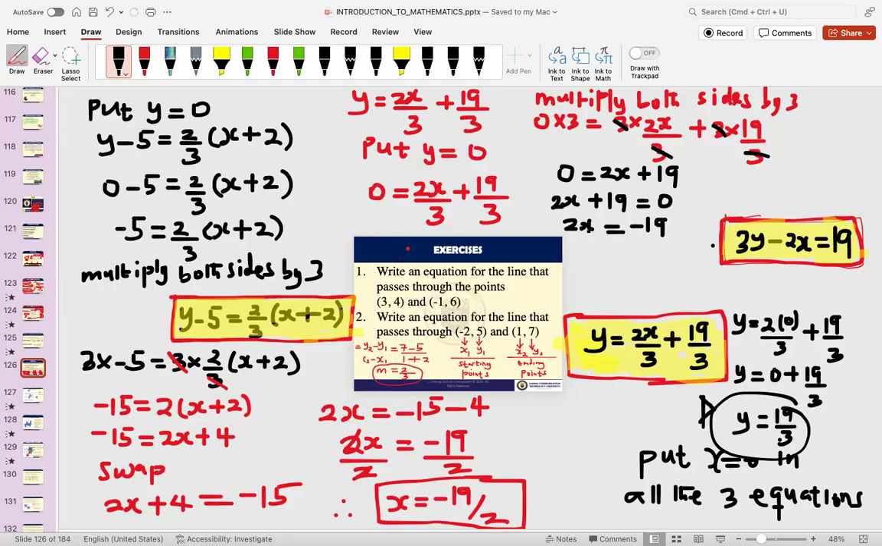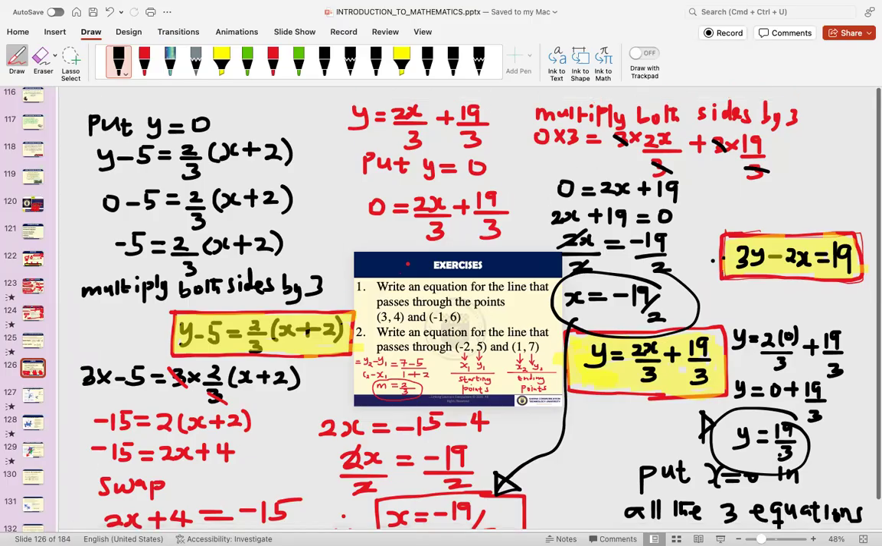It is x I'm looking for. So I want x to stand alone. So I divide every side by the 2 here, the 2 here. This cancels this. Therefore, I have my x again to be negative 19 divided by 2, which is looking like the first one we had for the slope intercept. And we have it again for the second equation.